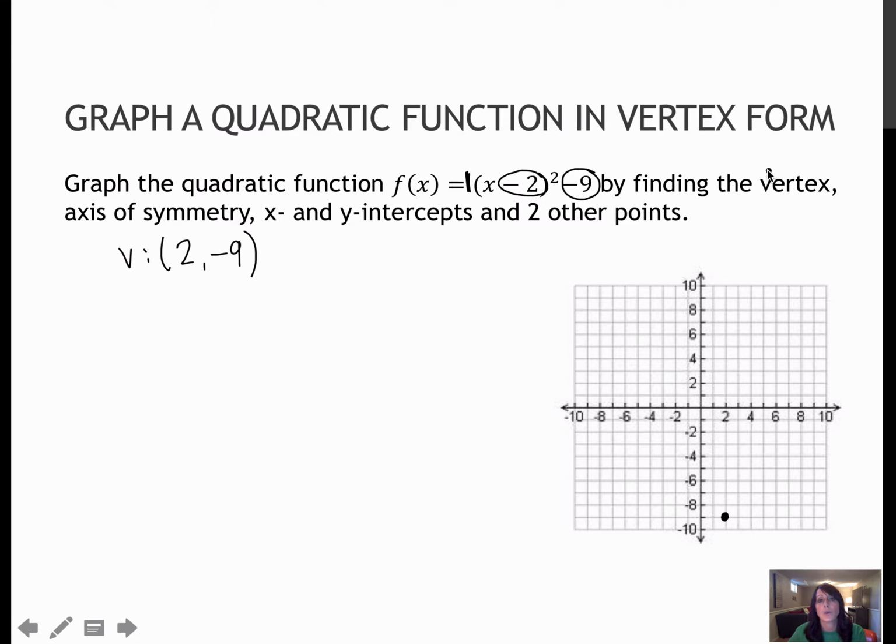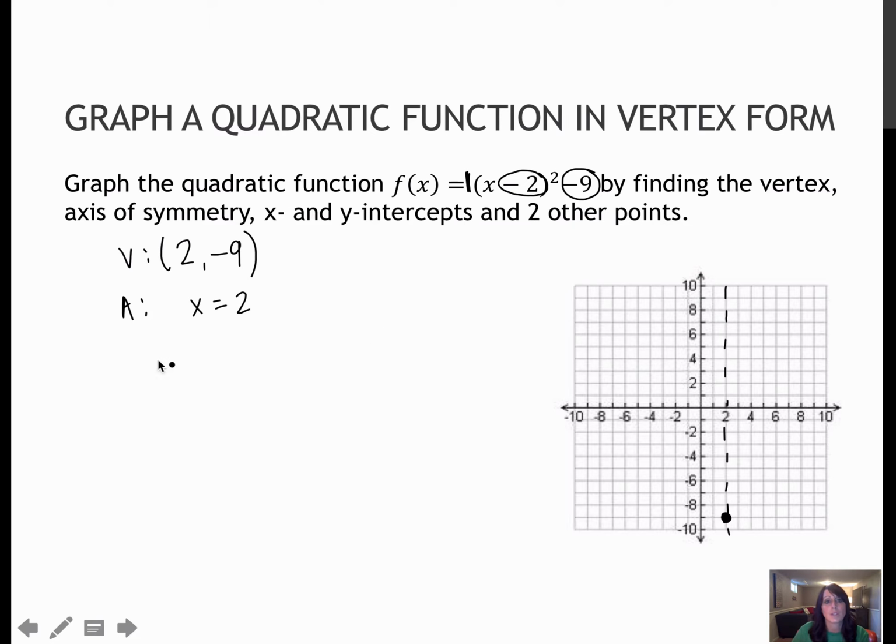Other things that we can do to help us, and of course I'm going to go ahead and do my axis of symmetry, which is the line x equals 2, which means over here I've got that dotted line at x equals 2. And what this is going to help me do, and this will make more sense once I get a few more points on here, is that's a line where I could fold it directly in half and it would be the same on both sides. So the advantage here is if I find a point on the right side of the axis of symmetry, I can reflect it over to the left side of the axis of symmetry. So let's see, by finding the vertex, which we found, the axis of symmetry, which we found, the x and y intercepts, and then 2 other points.